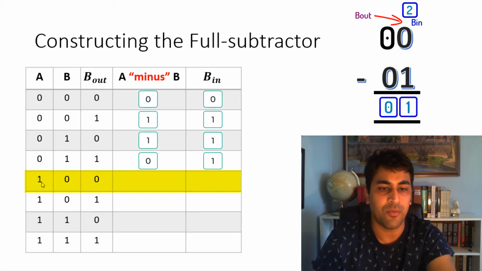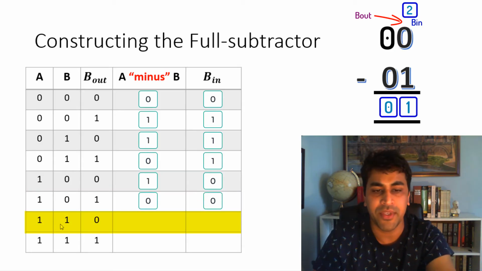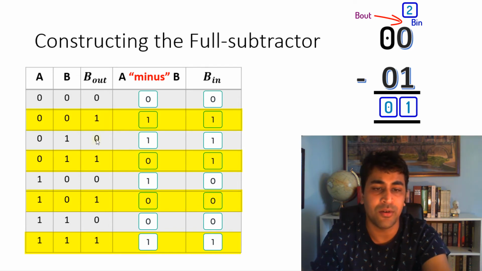In this column, we have 1 minus 0, which is 1 without any borrow required. 1 minus 0 gives us 1. 1 minus 1 gives us 0 without any borrow required. 1 minus 1 is 0. 0 minus 0 is 0 without any borrow required. And finally, 1 minus 1 is 0. And we require a borrow, b in, to compute 2 minus 1, which gives us 1. Note that in this case, a borrow was taken into another column. And so was the case in this row, and this row.